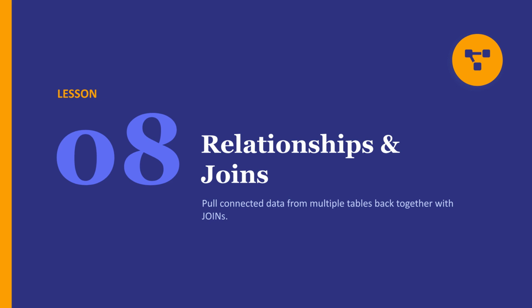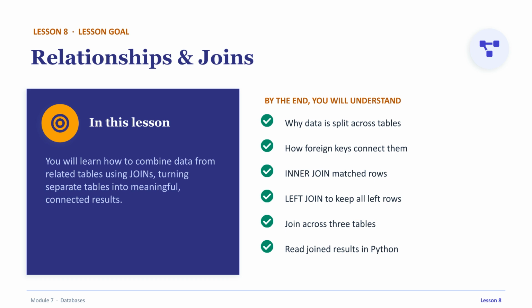Real data lives in many connected tables. Let's learn to bring it back together with joins. In this lesson, you'll combine data from related tables using joins. We'll see why data is split up, how foreign keys connect it, the difference between inner and left joins, and how to read joined results in Python.